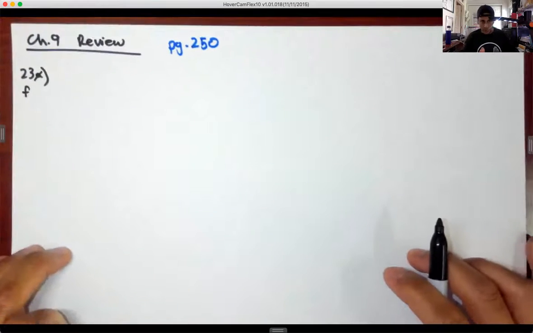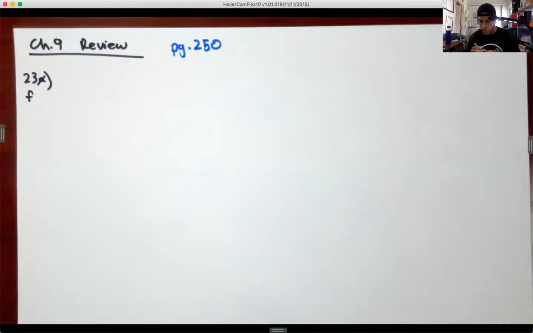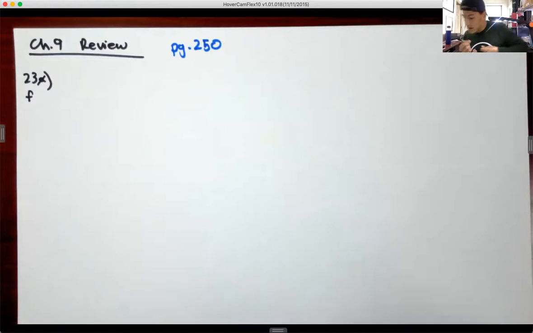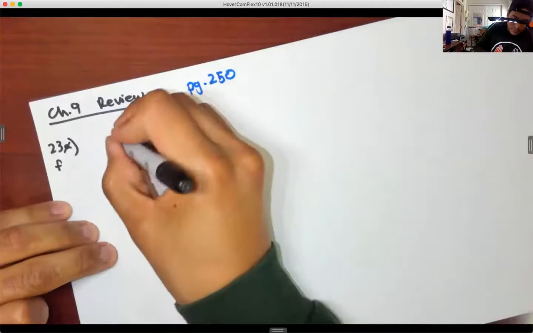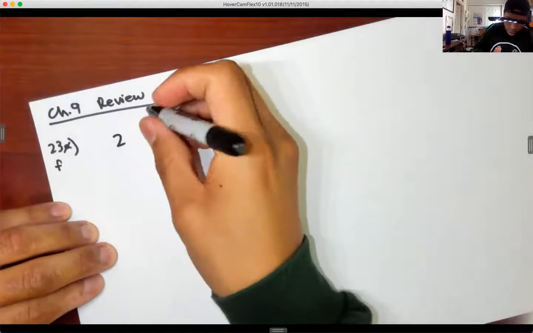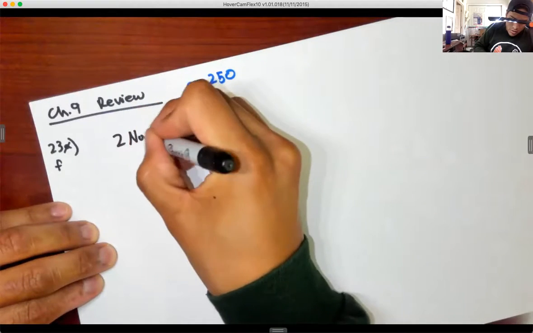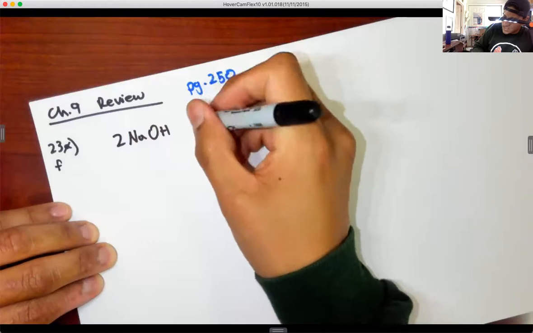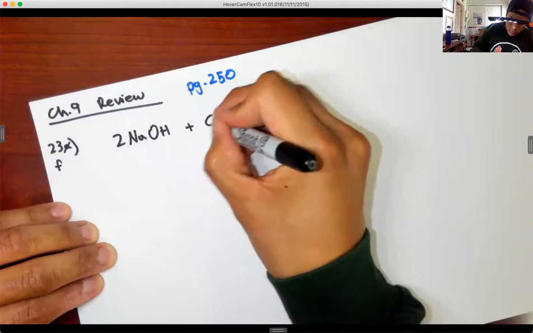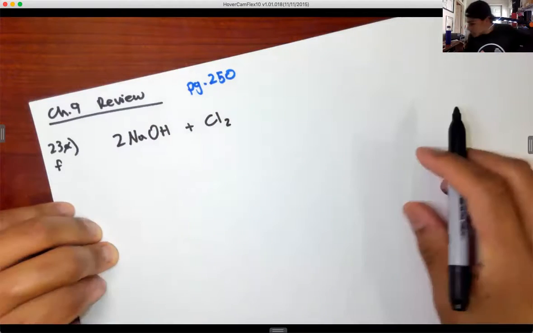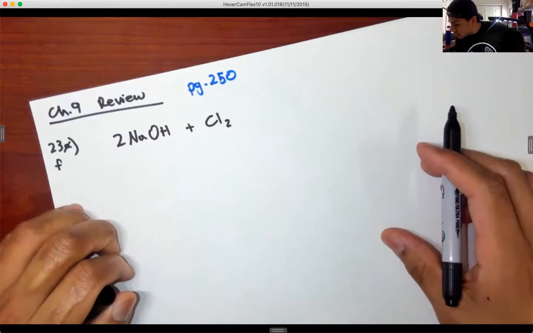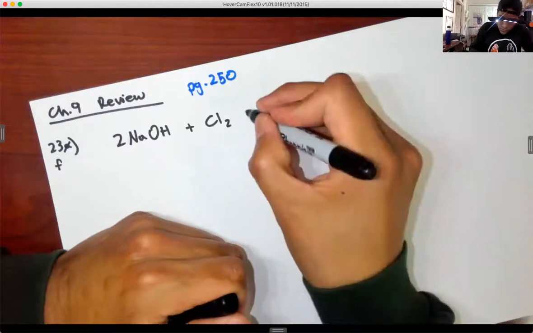23F, okay? 23F is a little bit more difficult. Let's go ahead and let's write out the chemical equation. Can someone read it to me so it's faster? 2NaOH plus... no one's gonna read it to me? Fine, I'll read it. NaOH plus Cl2.